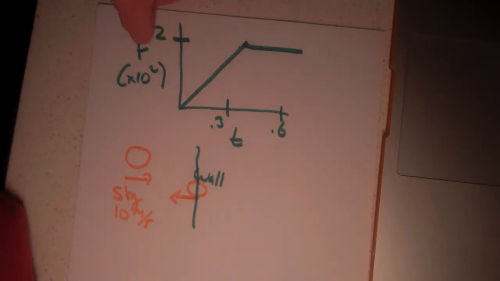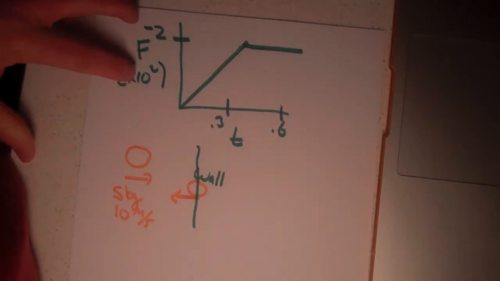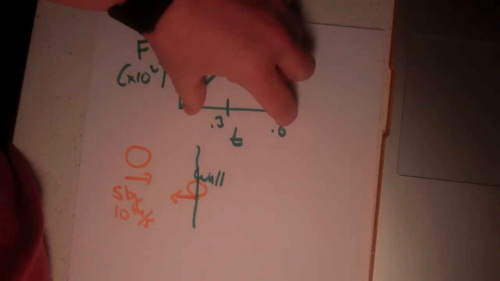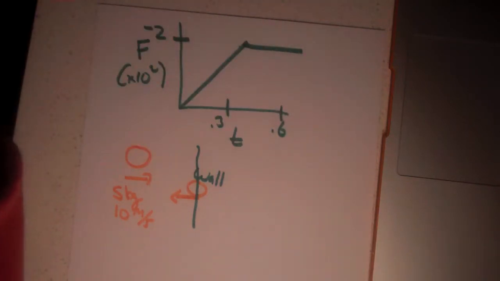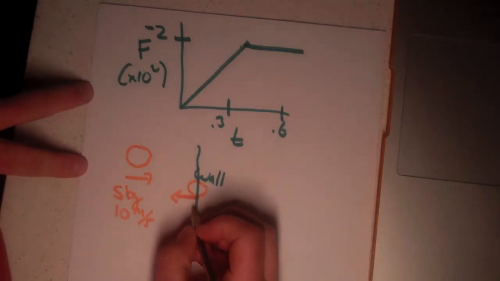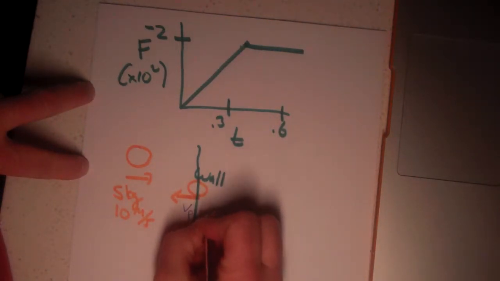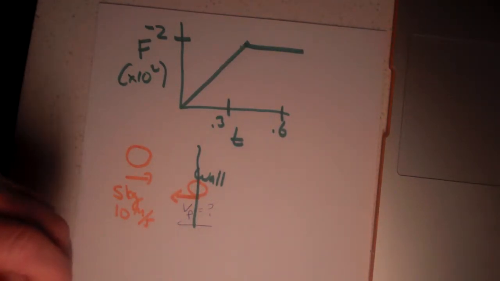I do this because almost every problem and graph you're going to see is going to have funny units. So they'll have like times 10 to the third here, and then this will be in milliseconds. You really have to pay attention. We want to know, after this cannonball hits the wall, what's its final velocity?